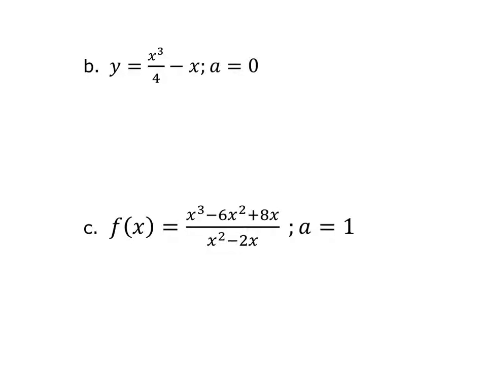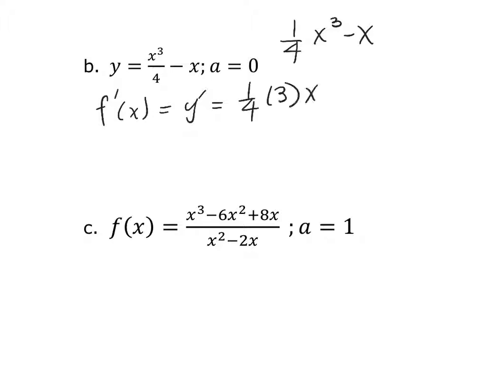All right, so the first thing we need to do is find f prime of x, which is y prime. So we need to find the derivative. I'm going to write this as 1/4 x to the third minus x, so that I see that the 1/4 is just a multiplier. And so y prime is equal to 1/4 times 3 times x squared minus 1. So I have found the equation of the slope of the tangent line.